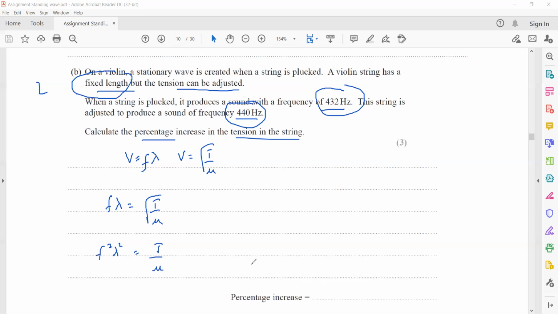Or the second way, we can just use the values, as we know the relation between T and f². So T is proportional to f². When two quantities are proportional, their ratio should be constant. So T divided by f² equals k, or we can say T1 over F1² equals T2 over F2². First tension divided by first frequency squared equals second tension divided by second frequency squared.